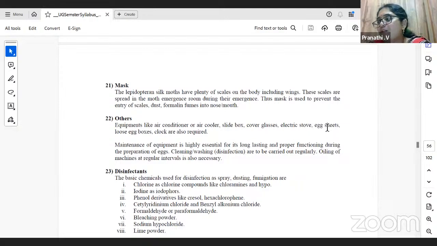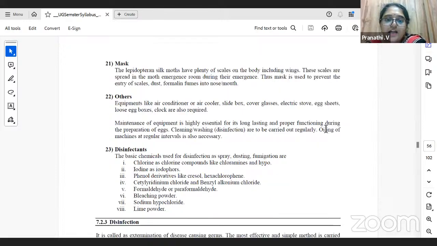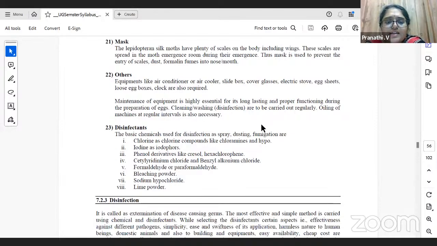Formaldehyde, if you have had any experience with it, has a very sickly sweet odor, and it is an irritant to a person. So you should not inhale much formalin. Of course, other equipment is there: AC, cooler, boxes, gloves, electric stove, clock, everything. All of this equipment is extremely essential for the proper functioning.